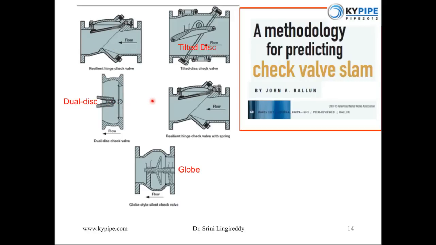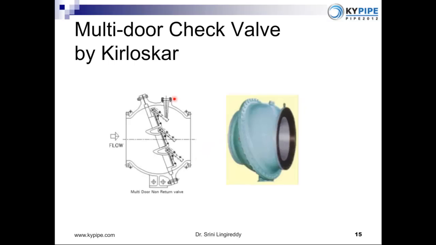Instead of a single disc like this, if you put two discs, this is the way the flow is going to take place, the flow direction. During the steady state condition, the discs are in the fully open condition. And during the flow reversal, the distance they would have to travel is much less, and consequently very little slam.